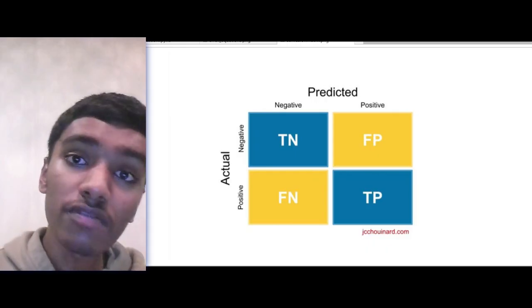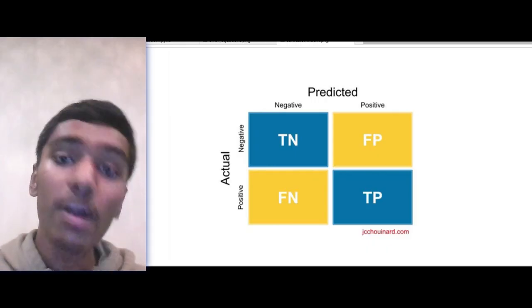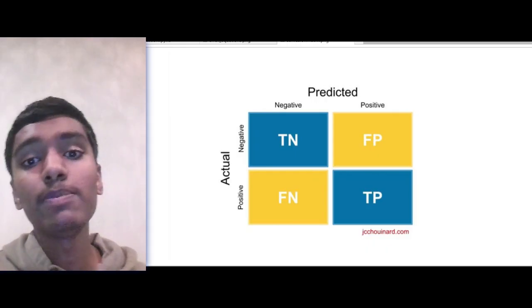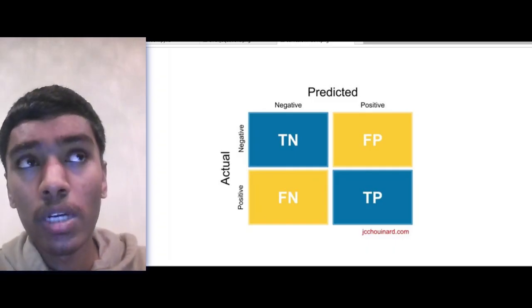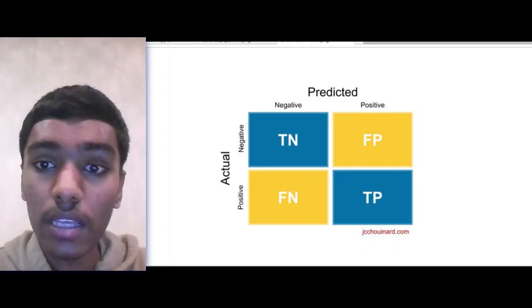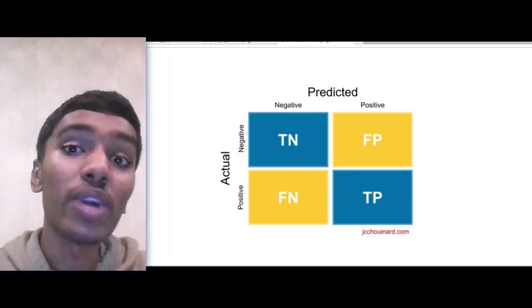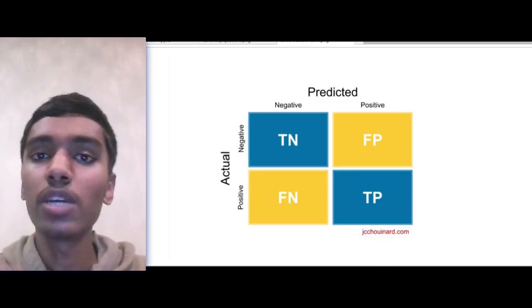So that means 5,999 instances that were actually positive were predicted as being negative. But if we take a look at the number of instances that were incorrectly identified as being positive, 0 of them.